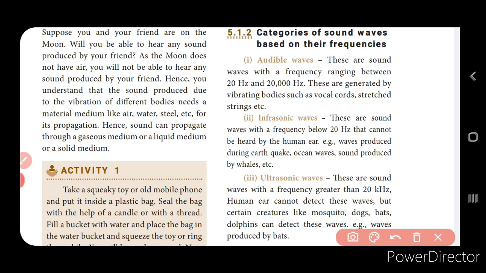Now the next one is the ultrasonic waves. What are ultrasonic waves? If the sound waves have a frequency greater than 20,000 Hertz, then they come under the classification of ultrasonic sounds. Human ears again cannot detect these sounds, as they are not audible to the human ears, and these waves are produced by certain creatures like mosquitoes, dogs, bats, dolphins, etc. So these are called ultrasonic waves.